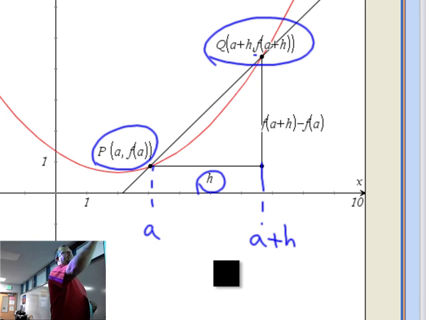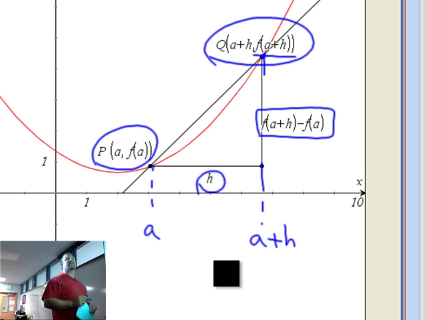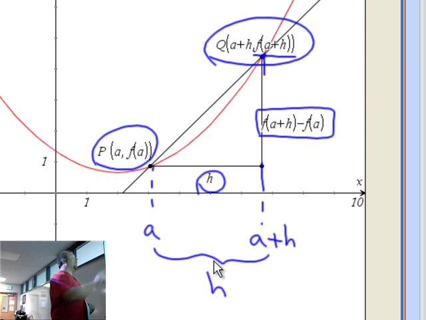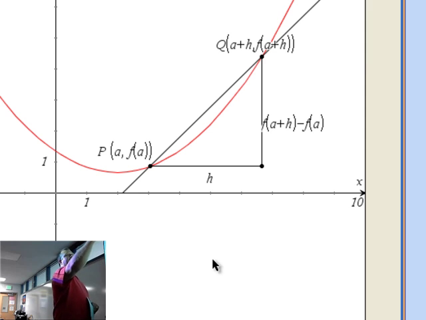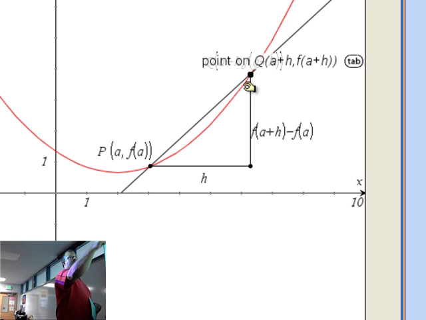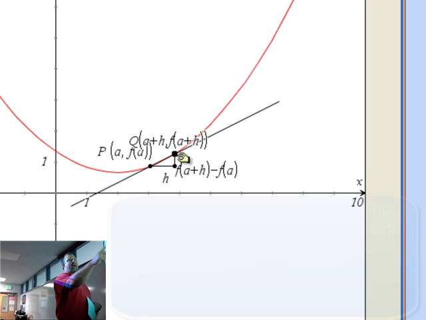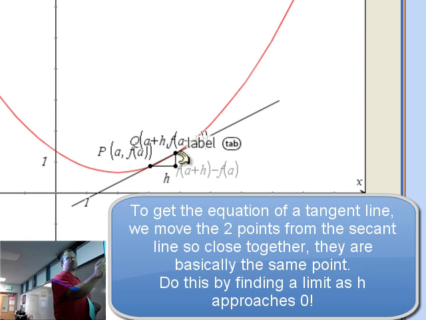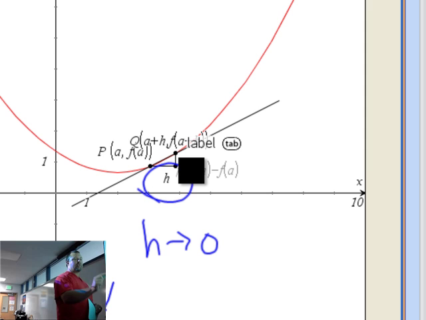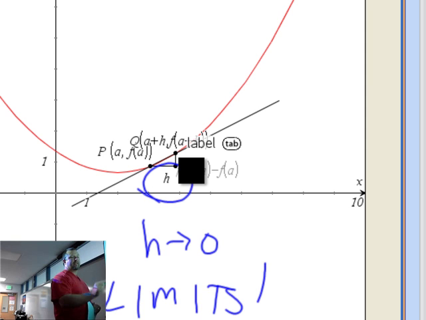And if I plug it in, I get f of A plus h, which means the height of this rectangle or triangle drawn here, which would be the change in y, is simply f of A plus h minus f of A. And the change in x, this distance, is simply h. But what I'm going to do is get this secant line slope, and keep going closer and closer to this point, and make that distance between the 2 points almost nothing, which means I'm trying to make h go to 0, which screams to me, use limits.